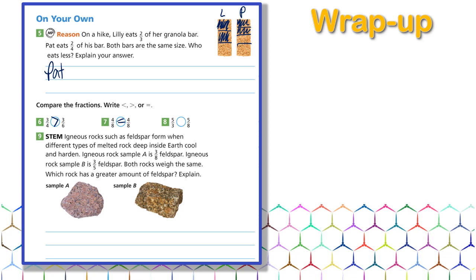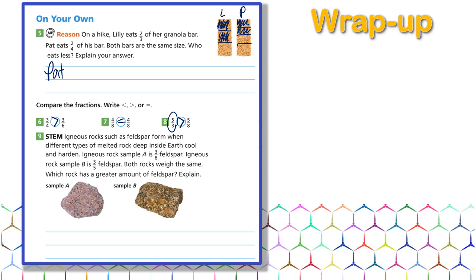And number 8, 5/3 and 5/8. Our numerators are the same and our denominators are different. So 3 parts would be greater than 8 parts. So 5/3 is greater than 5/8. I also notice that this fraction is greater than 1, and 5/8 is less than 1.